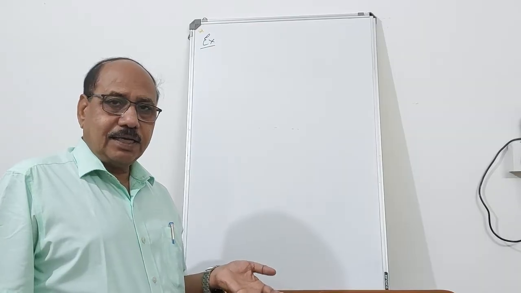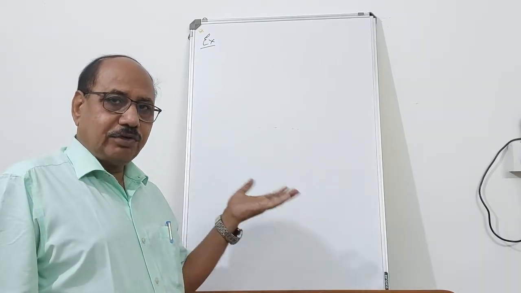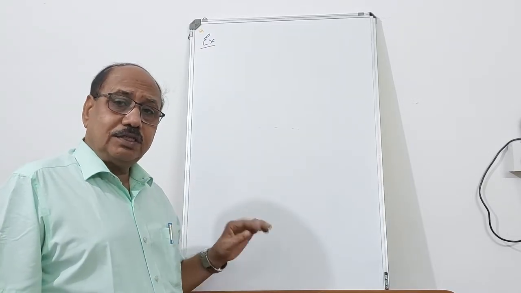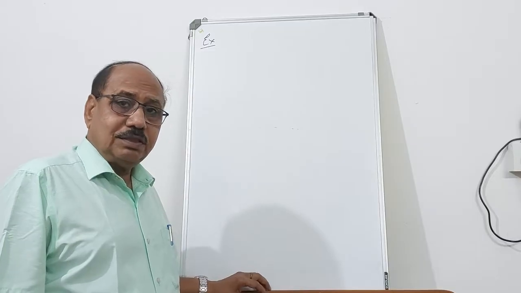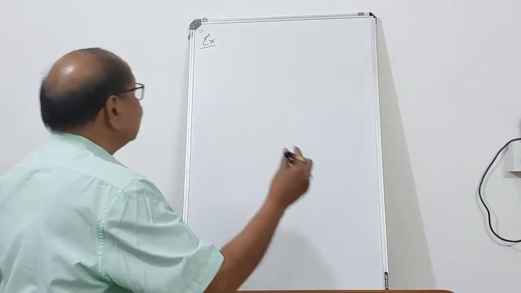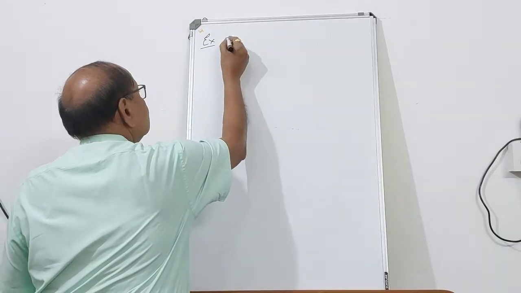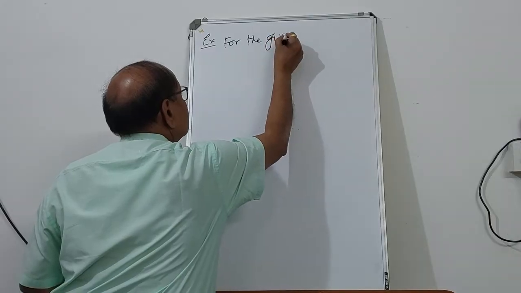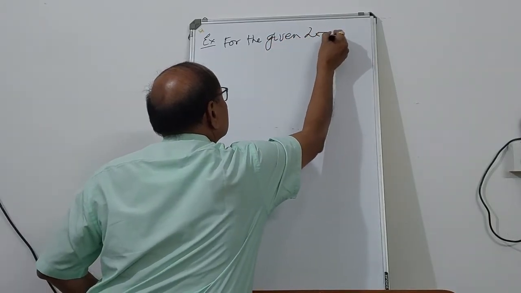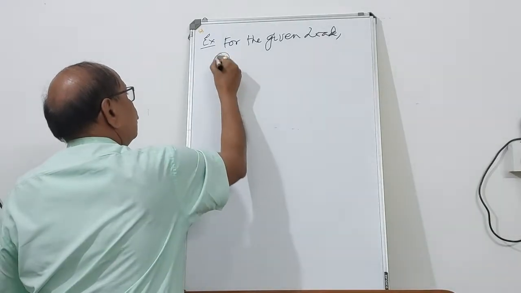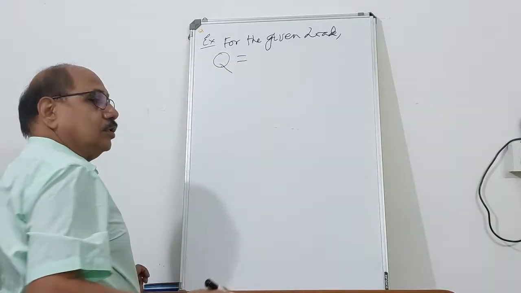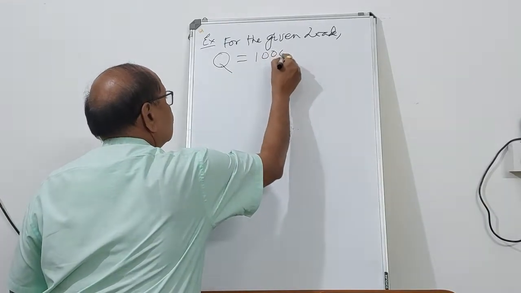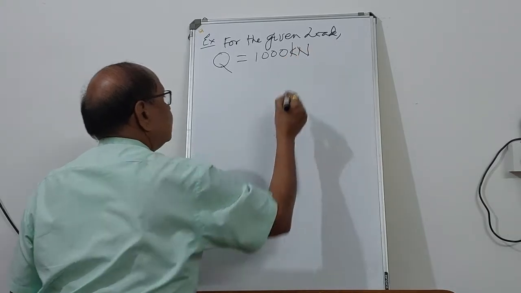The load carrying capacity, we can find it out. The equation I have already given to you. And let's say the load is known. How will you design the under-reamed pile? So for the given load, let's say Q equal to 1000 kilonewton.